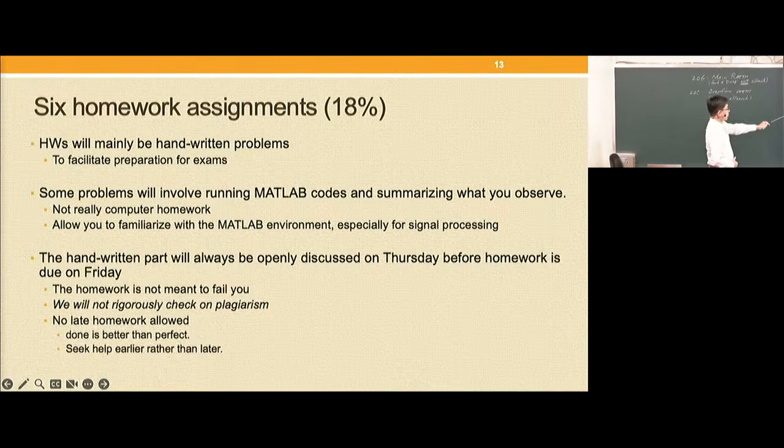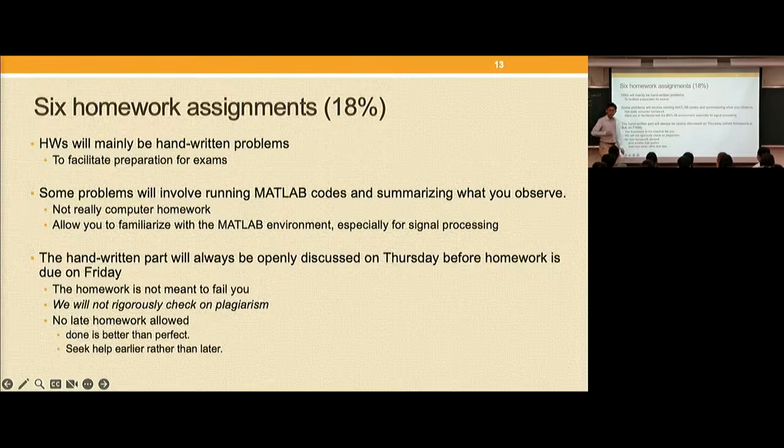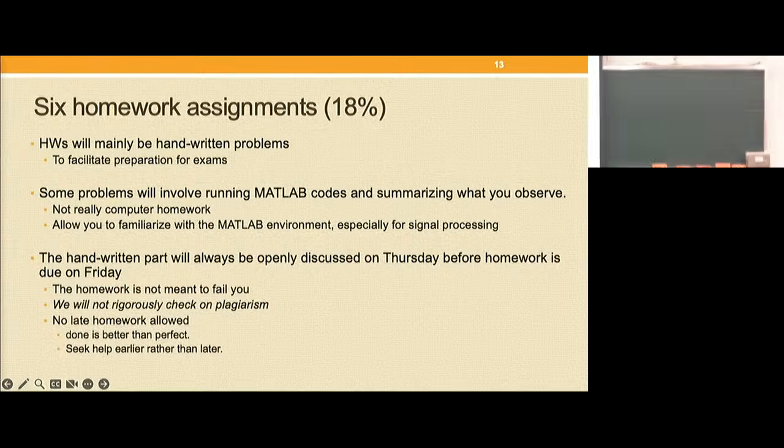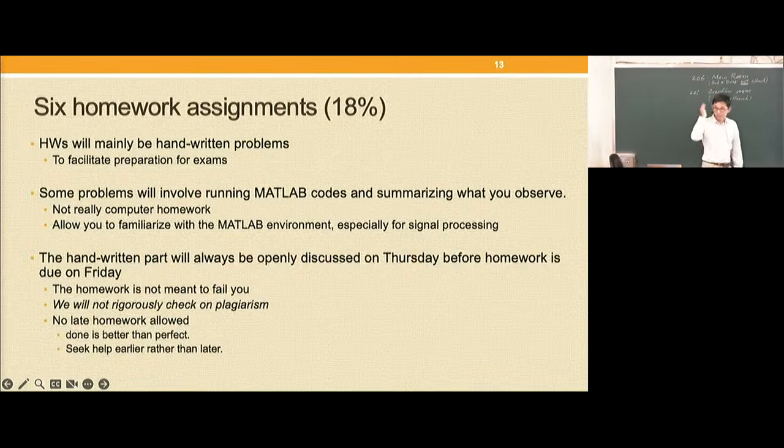For some homework sets, we will also give you computer assignments. But we are not going to ask you to write a long computer program. They're not really computer coding homework. Most of these problems will involve just running MATLAB code. I will share with you a starter code. Just run the code, try to understand it, and summarize what you observe, such as what happens to a signal when you listen to it. They allow you to familiarize yourself with the MATLAB environment, especially for signal processing. I still promote MATLAB. I love MATLAB. I'm not a Python person yet.